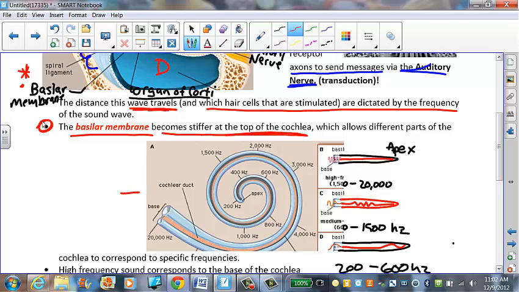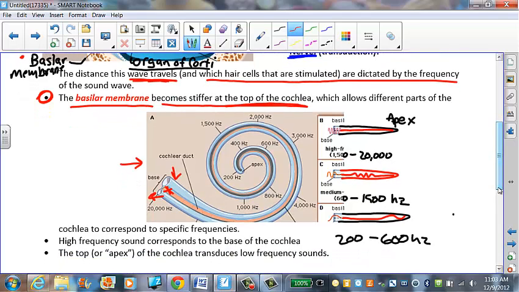And if we look at our diagram here, and we spread out the cochlea a little bit, remember we have the ascending chamber where fluid travels up here, and the descending chamber where the wave travels back out to the round window. And in the middle, right in here, we have the cochlear duct where the basilar membrane and the organ of Corti is, and all those tiny little hair cells. The stiffness of the basilar membrane allows different parts of the cochlea to correspond to different frequencies.